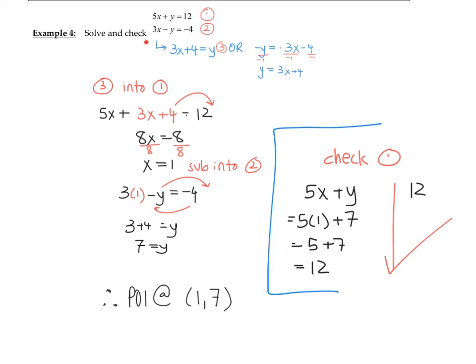Now, it did ask me to check, so I have to do my left side, right side check. Because I found y from equation number 2, I have to check equation number 1. And when I sub 1 in for x, 7 in for y, everything works out, so it is wonderful. Okay, so remember, for substitution, isolate a variable that has a coefficient of 1 or negative 1, and then sub it into the other equation to solve for x or y, and then the second variable as well.